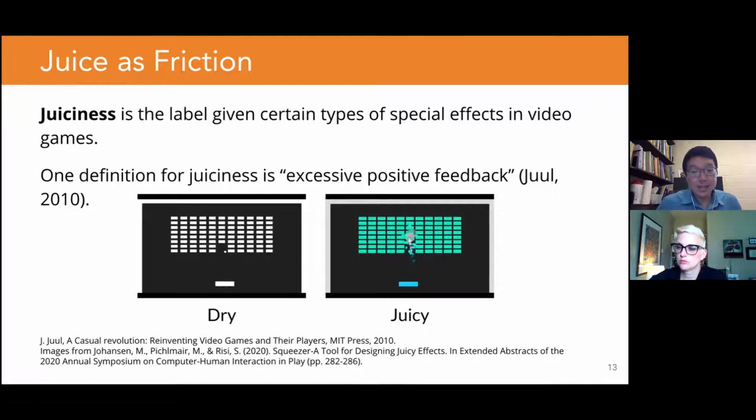Another type of friction that I studied was something called juice or juiciness. It's a funny word to talk about in the context of games, but it's basically the label that we give certain types of special effects in video games. If you compare these two versions of a breakout game, the left side we call dry, meaning there are no extra special effects in the game, whereas the right-hand side has all these added colors, particle explosions, and animation effects that make the game more appealing, and there's lots of positive feedback built into the game. When we have this juicy version, players tend to gravitate towards it because they like to see those kinds of effects and that feedback in the game.